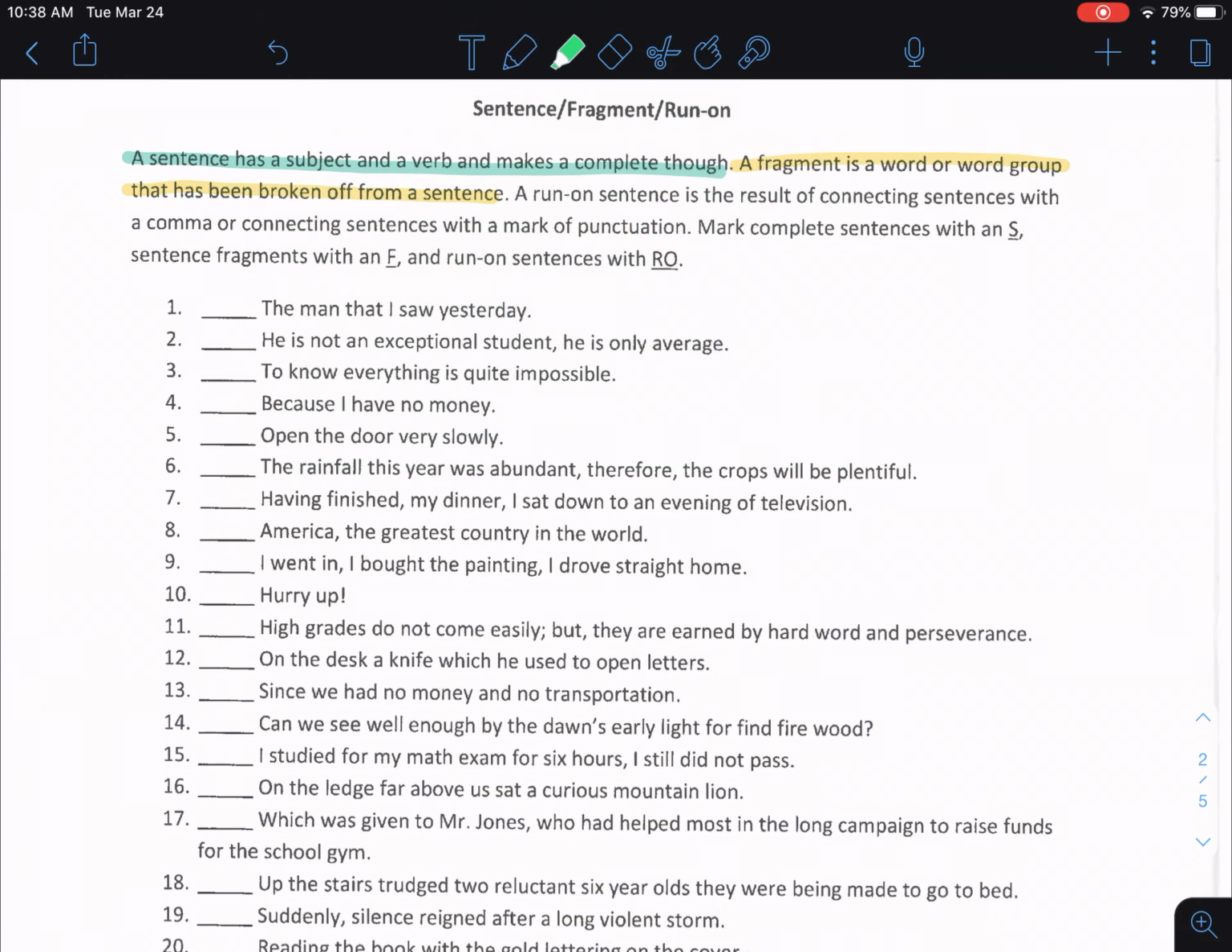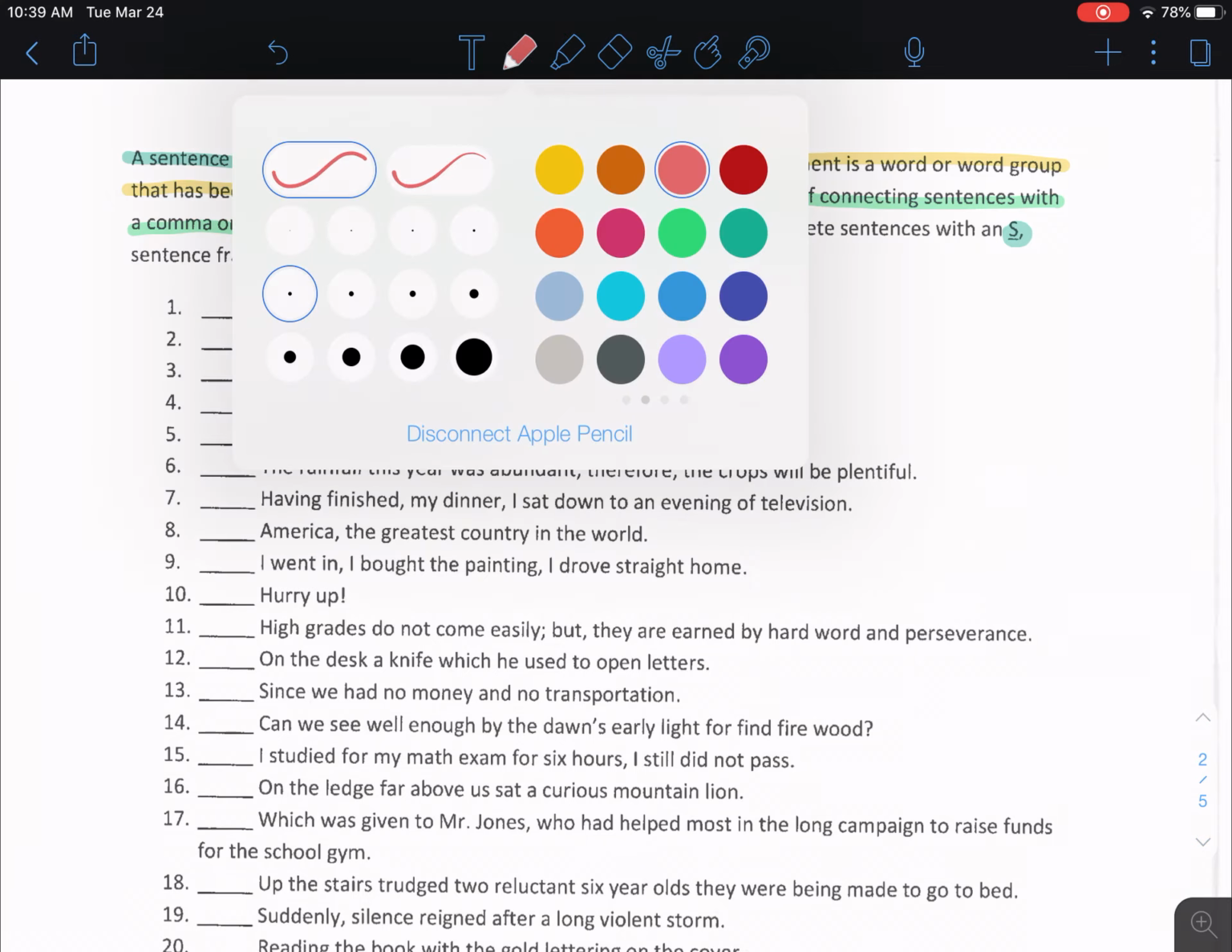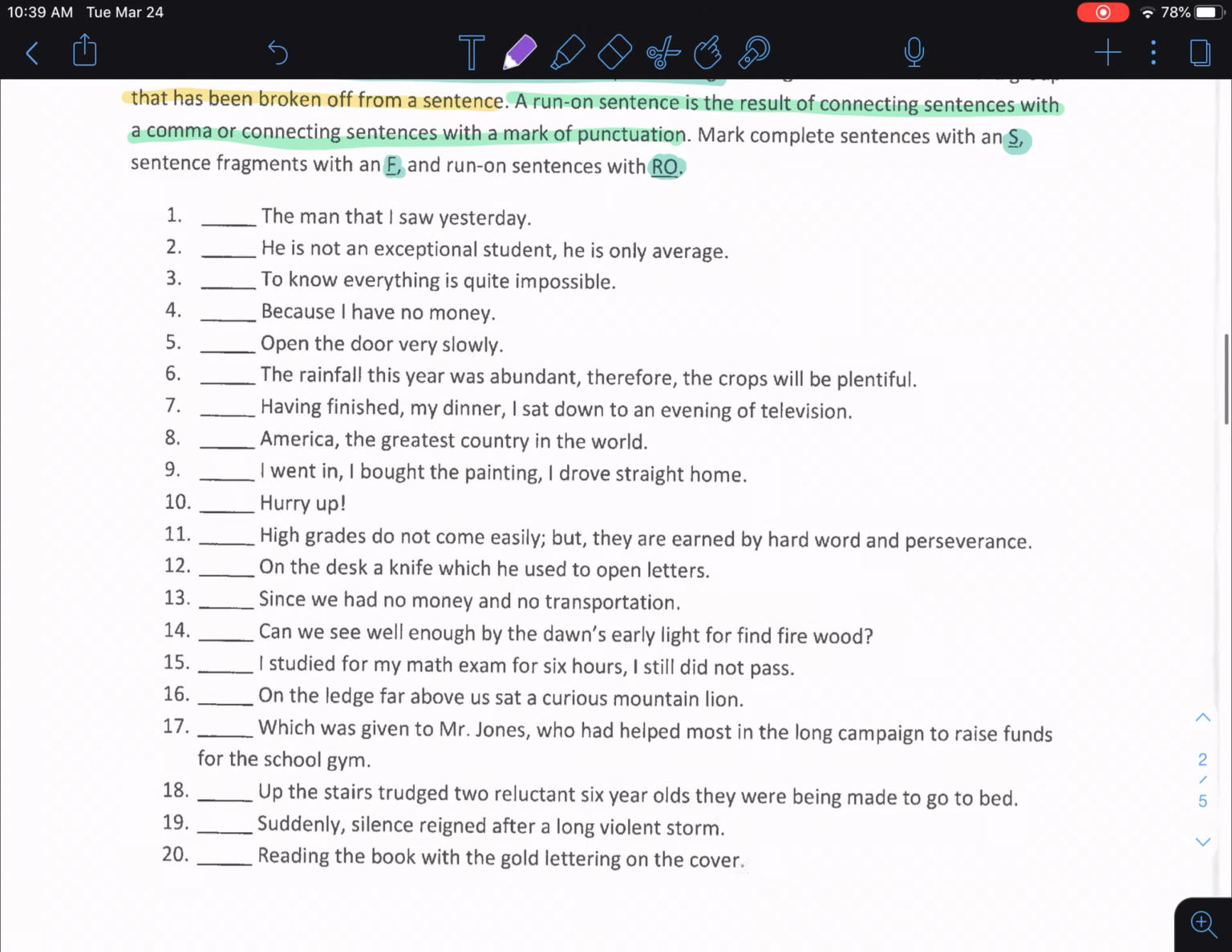A run-on sentence is the result of connecting sentences with a comma or connecting sentences without the proper mark of punctuation. So you're not really using your proper FANBOYS or semicolons in run-on sentences. It's like putting two complete thoughts and smashing them together, making a mess. So this says, we're going to mark complete sentences with an S, fragments with an F, and run-ons with an RO. Pretty straightforward. Let's go ahead and look at number 1.